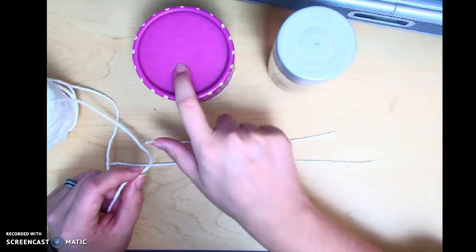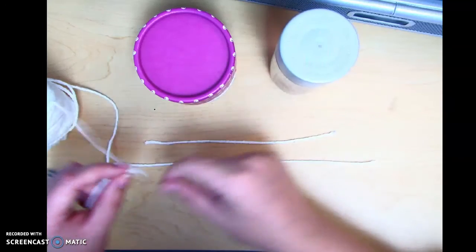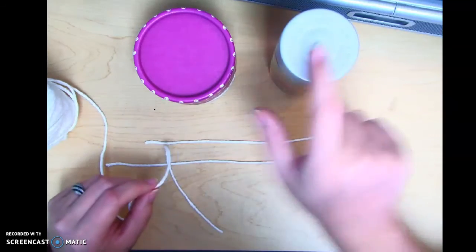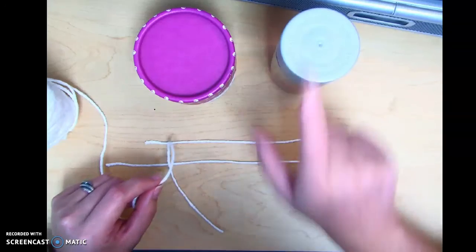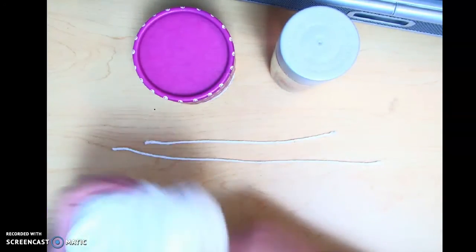And you're going to make a video showing me the two things that you have and measuring around them, and then telling me which one is bigger around than the other. Okay? I can't wait to see what you find to measure.